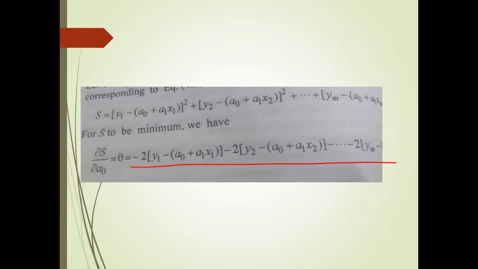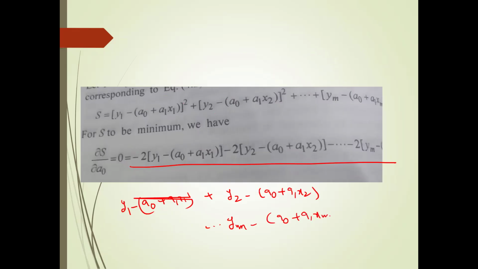So from this, ∂S/∂a0 = 0 means we write (y1 minus (a0 + a1x1)) + (y2 minus (a0 + a1x2)) + ... + (ym minus (a0 + a1xm)) = 0.